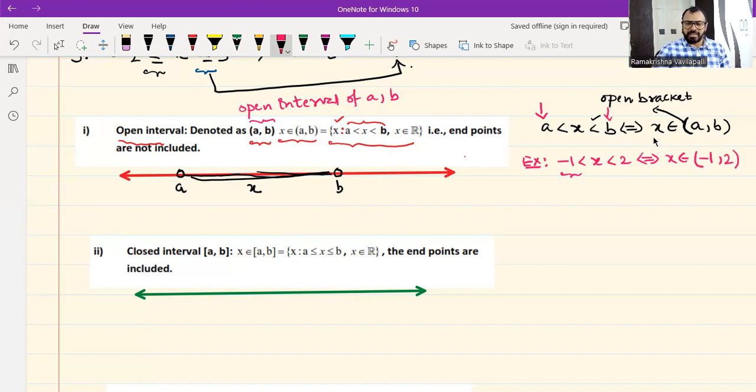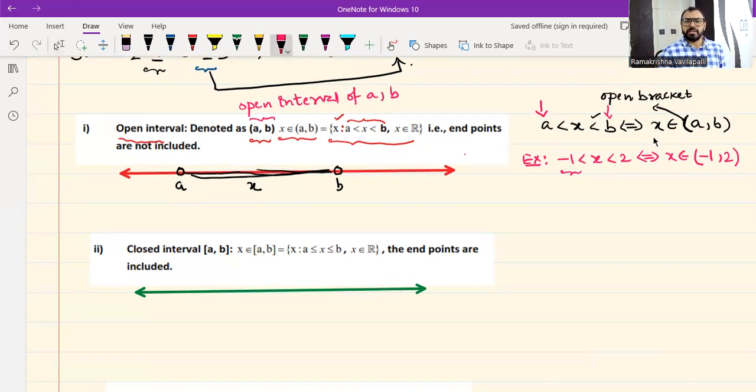Now similarly, coming to this closed interval, I'll give a few more examples. -3/2 less than x less than 0. So we write that x belongs to open interval -3/2 to 0. The meaning of this statement is x can take any value which strictly lies between -3/2 and 0. Means x can take -1, -0.9, -0.8, -0.6. Like this, you can take any number strictly between -3/2 and 0.